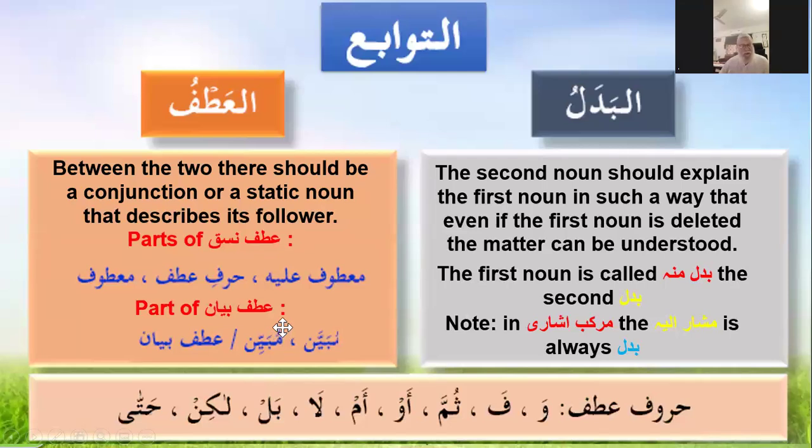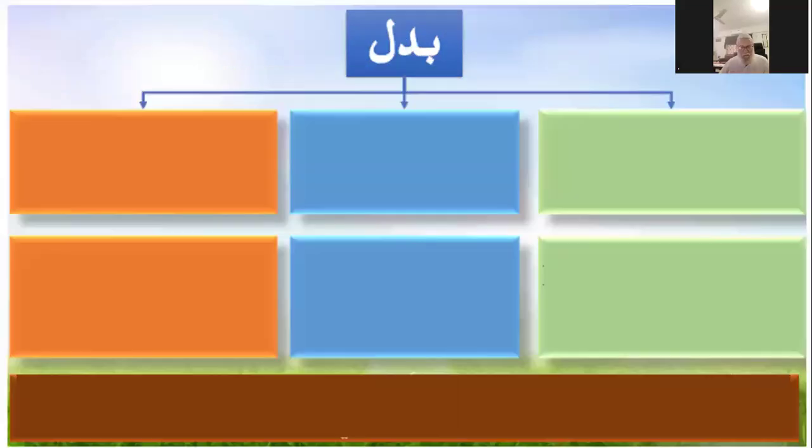Haruf atf, there are 10 haruf atf in the Musaf. In grammar there are many, but in the Musaf only 10 are used. What are they? Wa, fa, summa, aw, am, la, bal, lakin, and hatta. Wa means and, fa means so or thus, summa means then, aw means or, am means or. La means not. Bal means rather. Lakin means but. Hatta means until. So these are the 10 haruf atf being used in the Musaf.